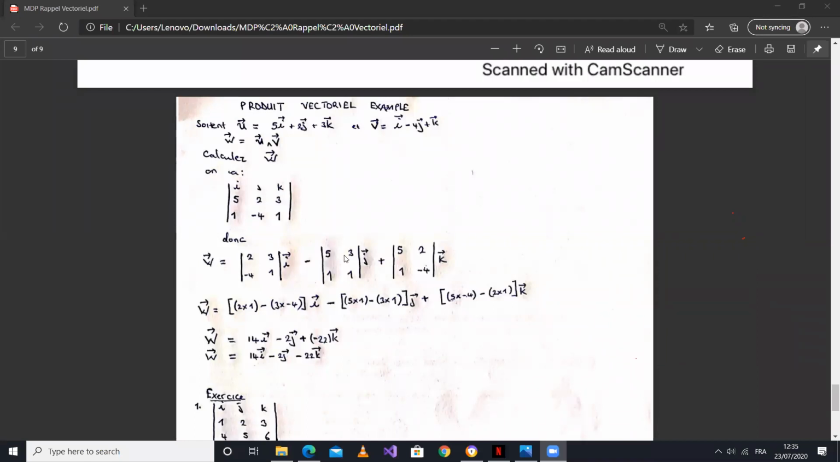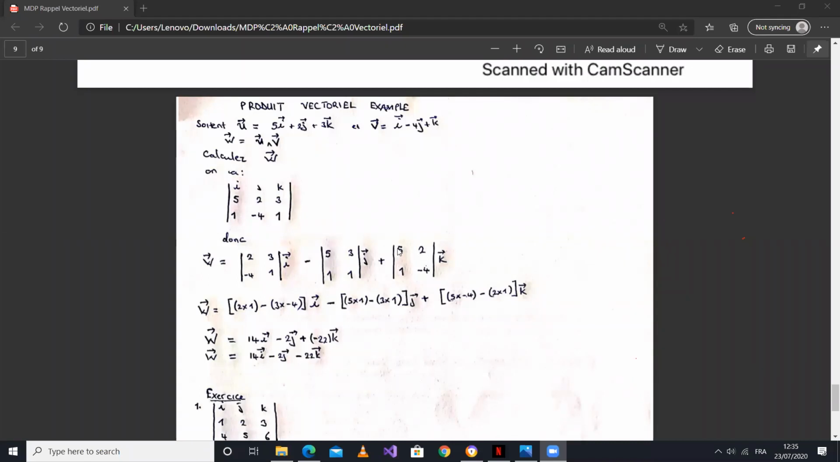Still same rule, major diagonal minus minor diagonal. So it's going to be 5 times 1 minus 3 times 1. It's going to give us a simple 2, and we have a minus there, so it's going to be minus 2j. And finally, we come to the last matrix there, 2 by 2.